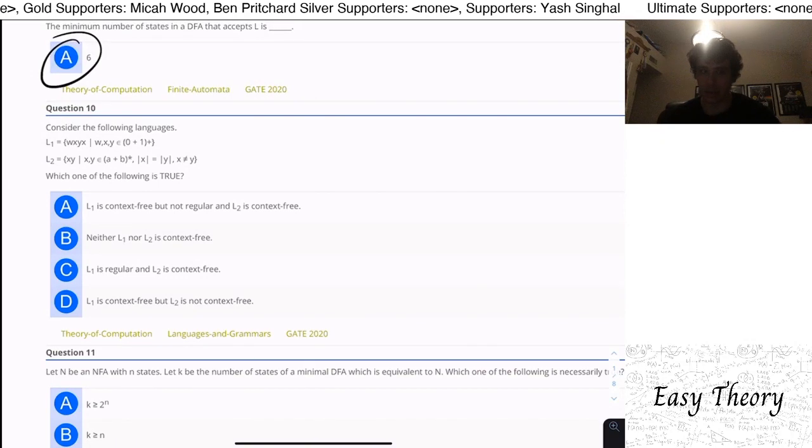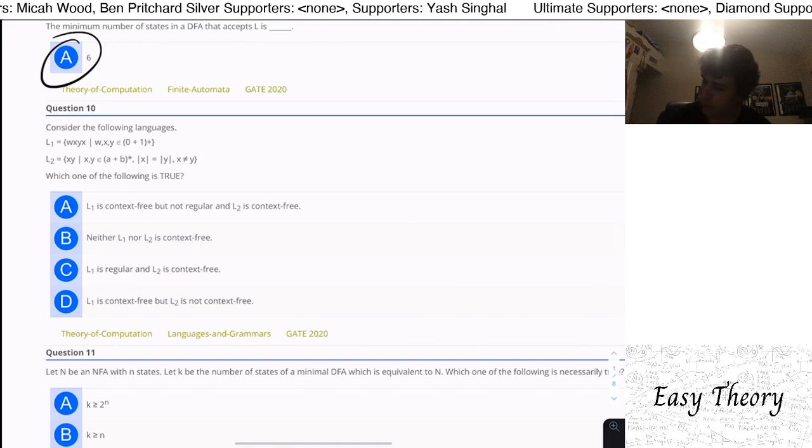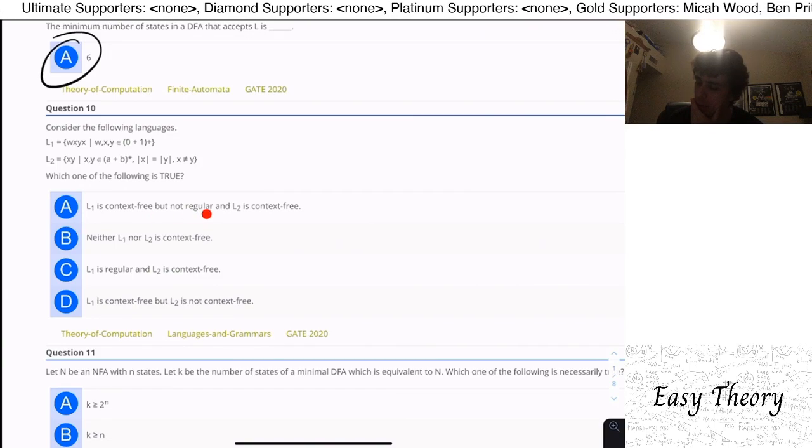Consider the following languages. Which of the following is true? So we have WXYX, where W, X, Y are non-empty strings, and XY, where they're not equal. Which of the following is true? So L1 is context-free. Yes, I think so. Context-free, but not regular. Actually, I'm not sure about that. L2 is context-free. So this one I'm not sure, maybe.